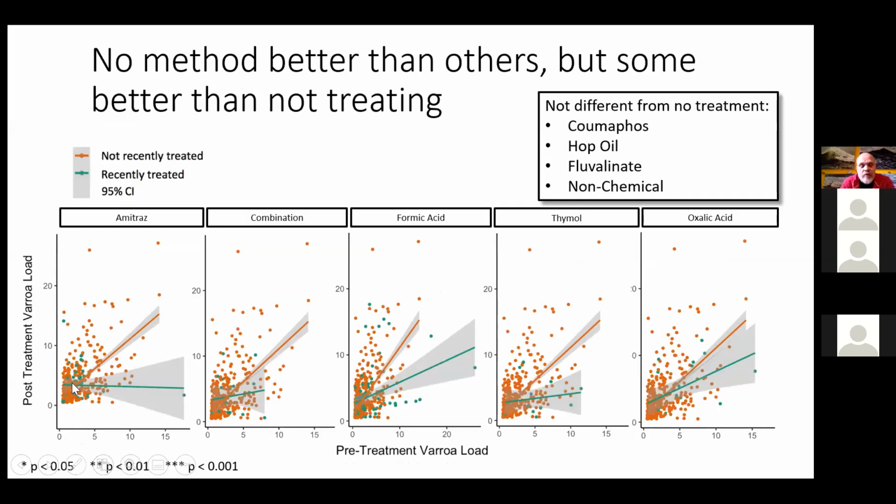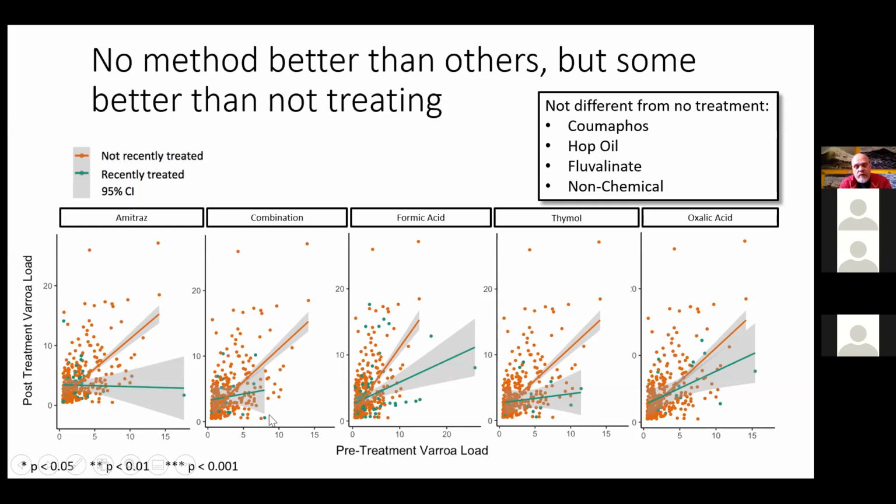It was only amitraz. You can see amitraz here, where we saw a trend to decrease, if not a stable mite population, from the beginning to the end, between months, after treatment and then after treatment here. So you can see the green line. So there was a big difference there.